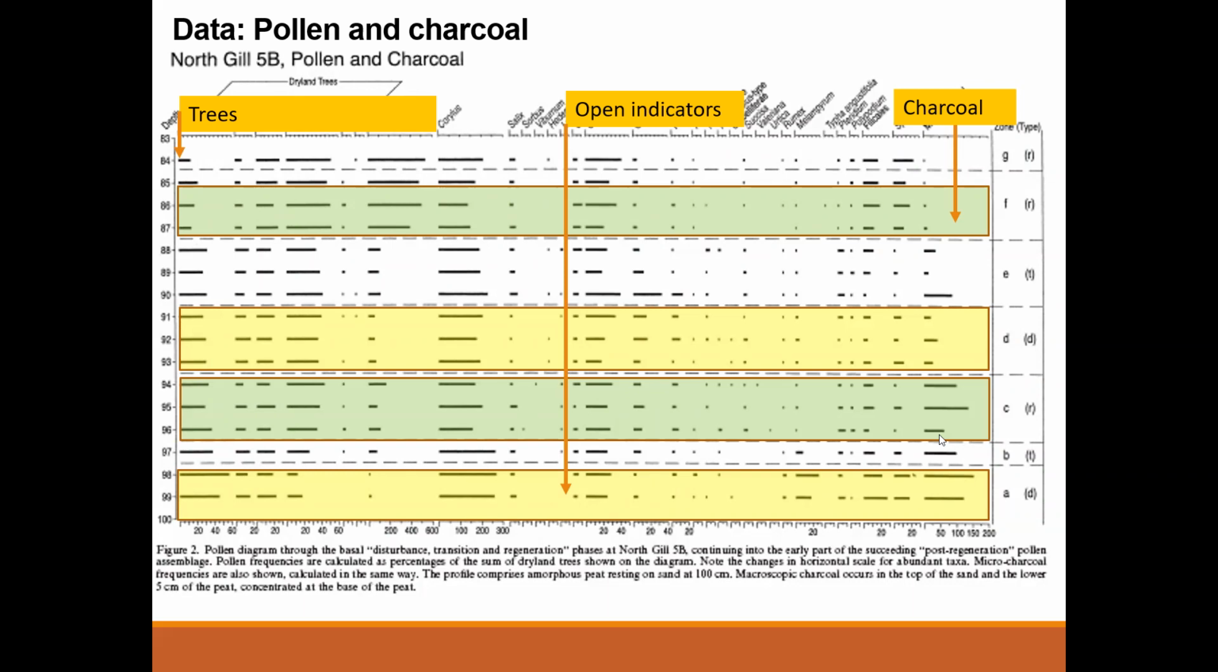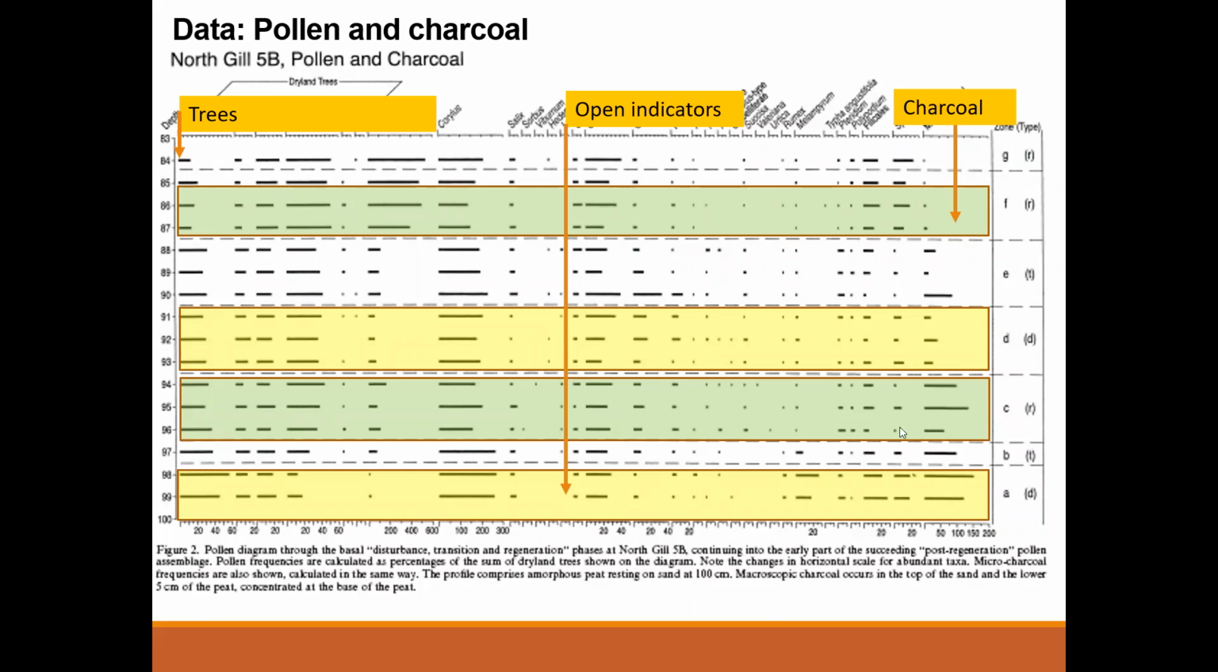And North Gill was a little bit original and distinctive at the time in that a lot of these charcoal horizons are visible. It's not relying on micro charcoal from pollen slides, but you can actually see layers of burnt material. And this enabled Jim Innes in particular and his co-workers to pick out phases of regeneration and disturbance. And on these diagrams, I'm using a yellow box for disturbance and a green for regeneration, and the bits in between, which are labeled T on this part of the diagram, are transitional phases.